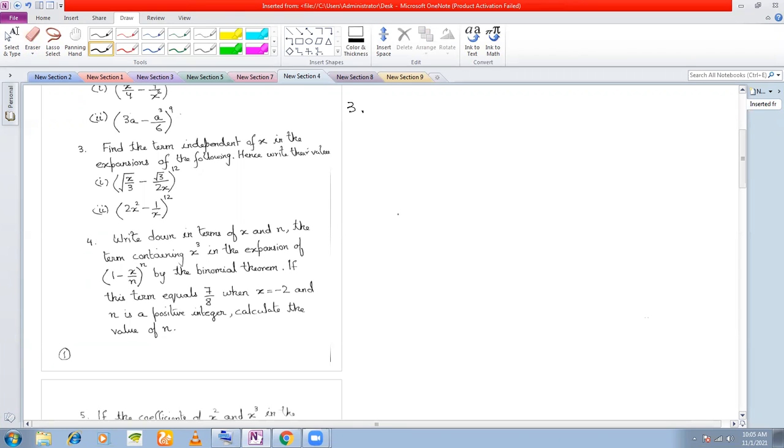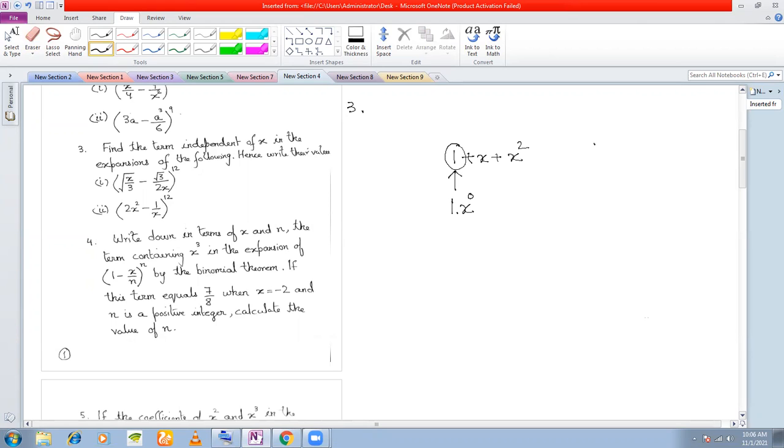Question is find the term independent of x in the expansion of the following. Now, what do you mean by term independent of x? Suppose I give you an algebraic expression like this. Can you tell me which is the term independent of x? This is the term that is independent of x, right? It does not contain x. And when it does not contain x, what does it mean? That means this contains 1 into x to the power of 0. That means the power of x here is 0.